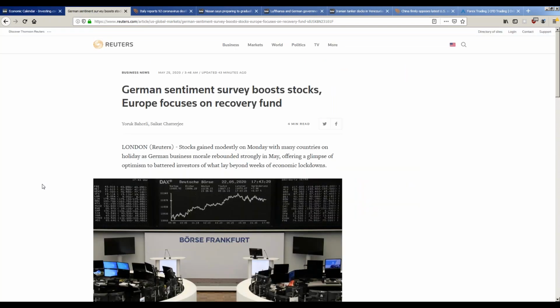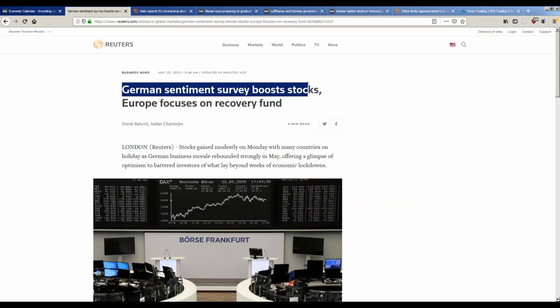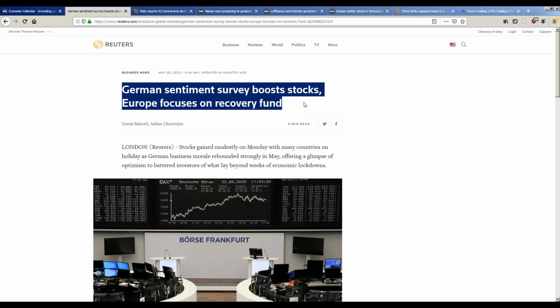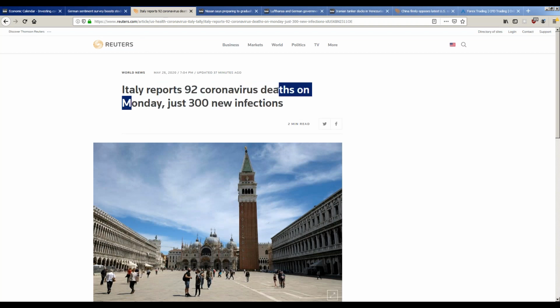And then we look at specific headlines through the day. German sentiment survey boosts stocks. Okay, those were the sentiment numbers we just looked at from earlier today. So there are headlines about it. We see other headlines. Italy reports 92 coronavirus deaths. On Monday, just 300 new infections. It sounds bad at first, 92 more deaths, but the second half of that is just 300 new infections. They're getting lower and lower in terms of new infections and new deaths. And so we keep seeing positive sentiment headlines.